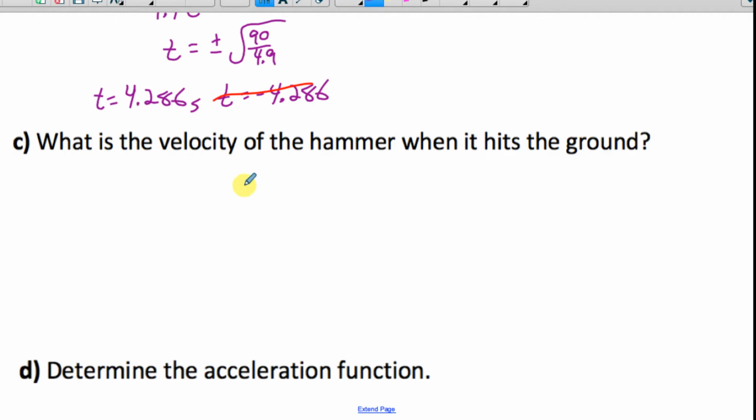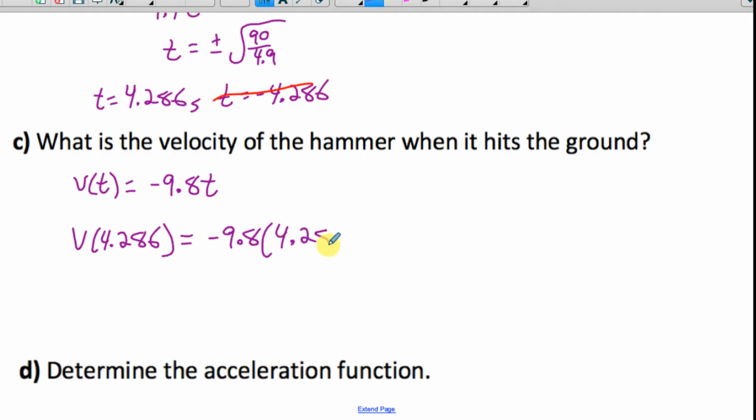Part C says, what is the velocity of the hammer when it hits the ground? Okay, well I have the velocity equation. The velocity equation was negative 9.8 t. I'm interested in what's the velocity when it hits the ground. And when does it hit the ground? At that time. So let's sub that time in for t and evaluate. So v at 4.286 equals negative 9.8 times 4.286. And I'll get Desmos to evaluate this for me.